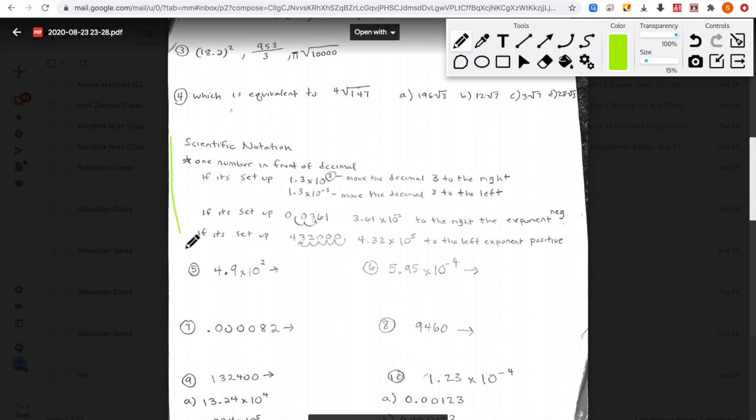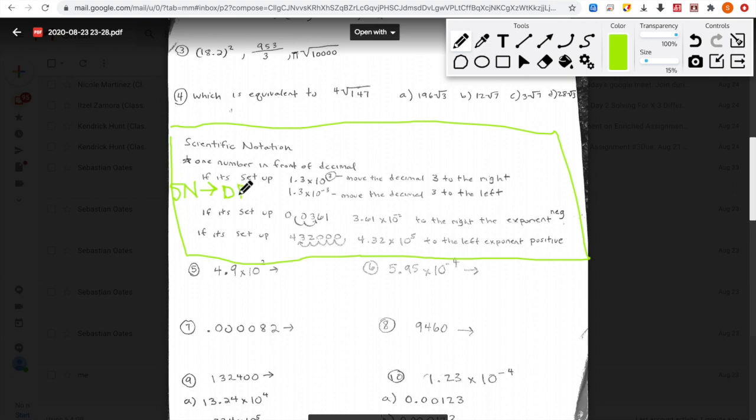So firstly, we're going to take a look at this set of rules right here. This set of rules is going to be very important in answering questions related to scientific notation. There are two sets of rules that you're going to have to remember. The first set of rules is if we're starting out in scientific notation and going to decimal form. The other set of rules is if we're starting out in decimal form and we're going to turn it into scientific notation.